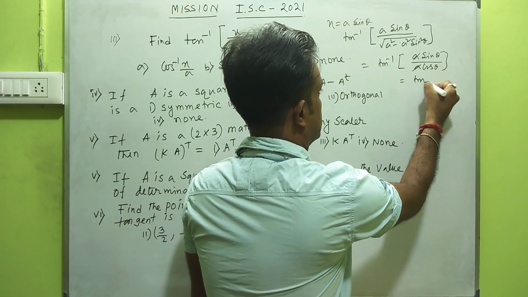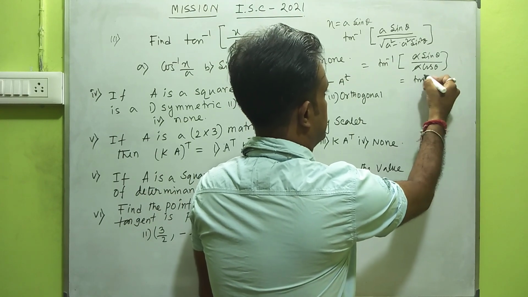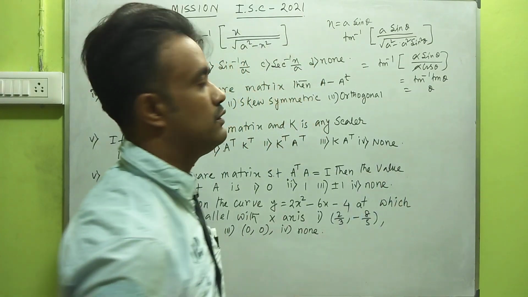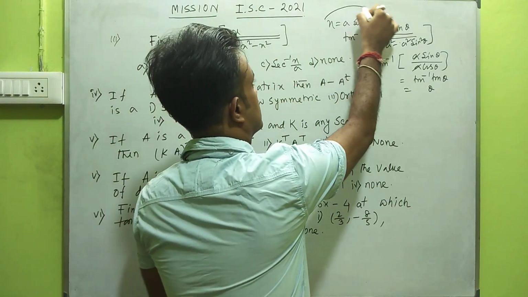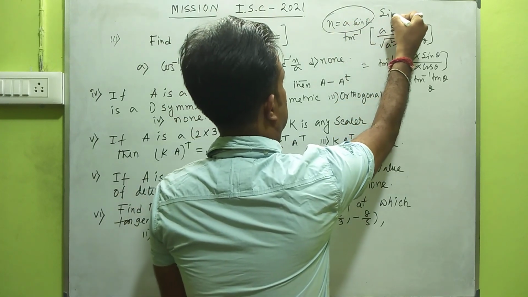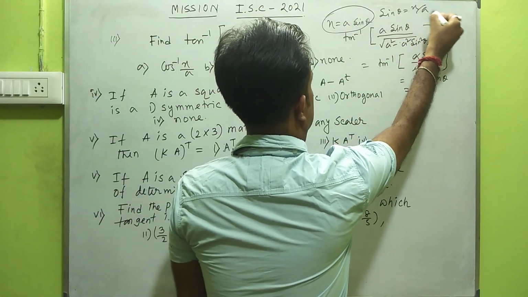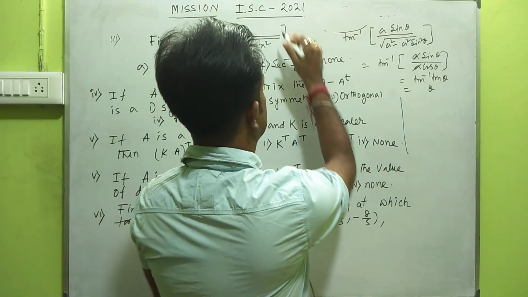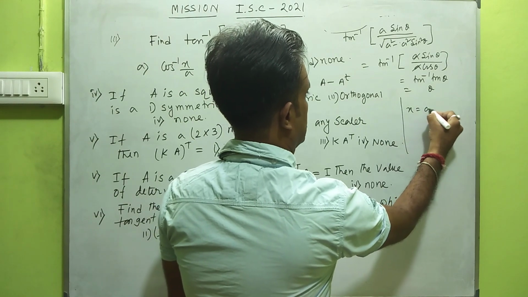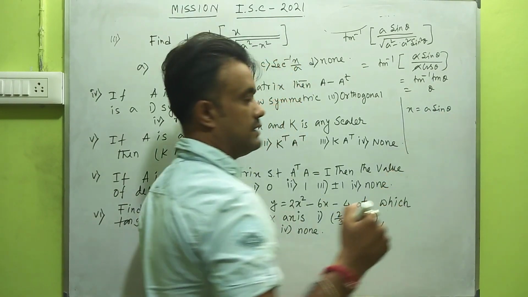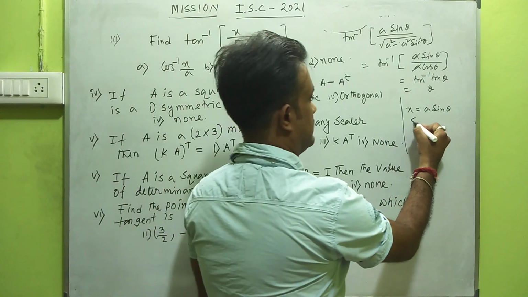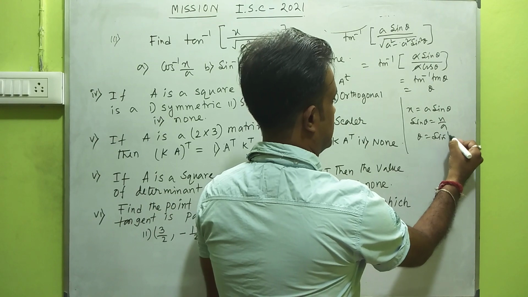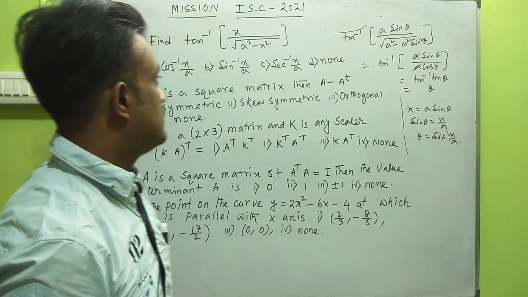That is tan inverse tan theta, that is theta. And what is theta? With x is equal to a sin theta, sin theta is equal to x by a. Theta is equal to sin inverse x by a.